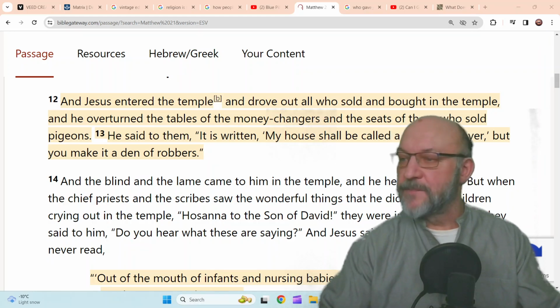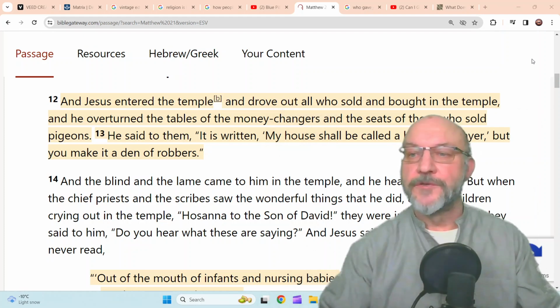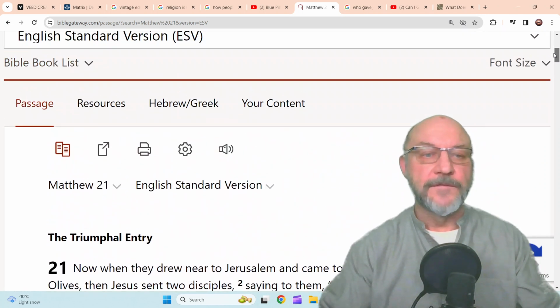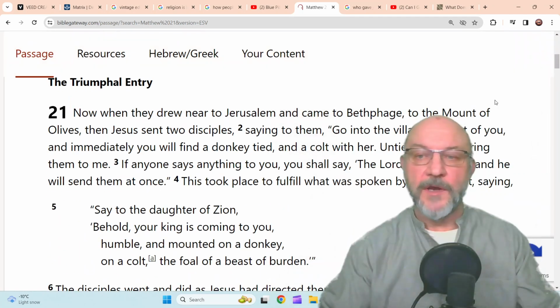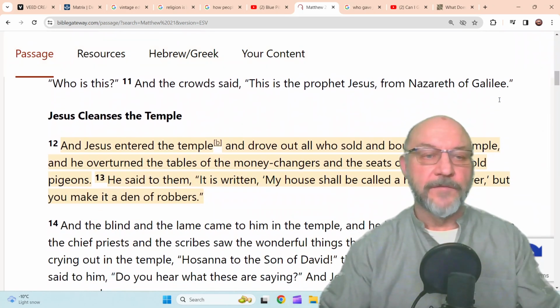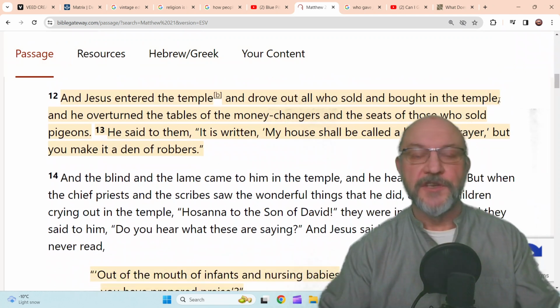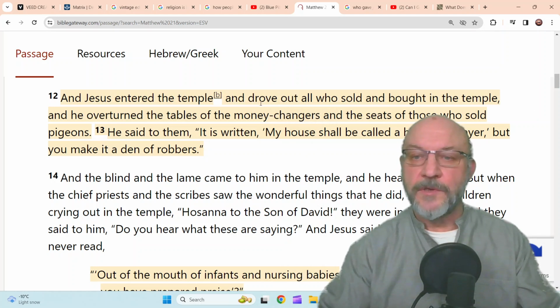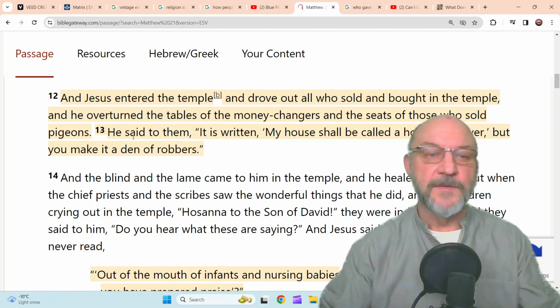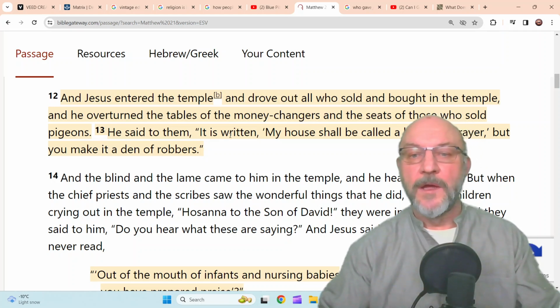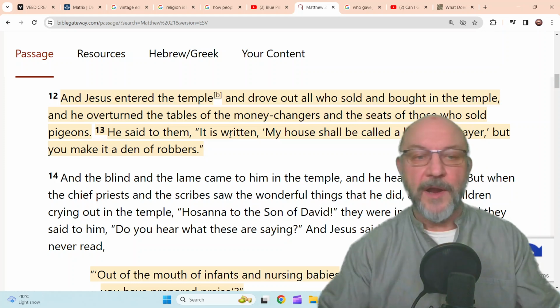Okay, so for the last part, we're going to go to the book of Matthew chapter 21 and verse 12. Jesus enters the temple, drove out all who sold and bought in the temple, and he overturned the tables of the money changers and the seats of those who sold pigeons. And he said to them, "It is written, my house shall be called a house of prayer, but you made it a den of robbers."